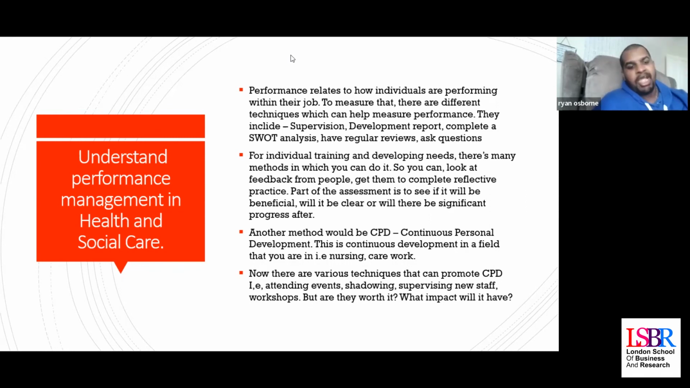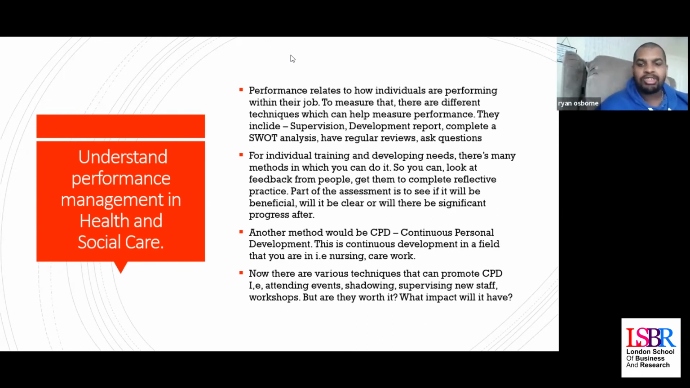Now, CPD is not the same as a qualification, but you can do that if you want to. But it's basically you doing development as part of your role. So as part of your role, you are going to be looking at what you can do in your field to develop yourself personally.